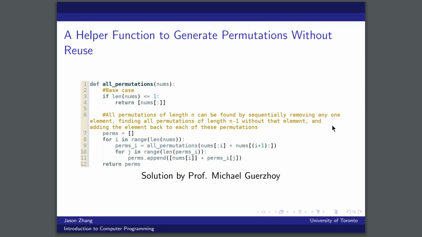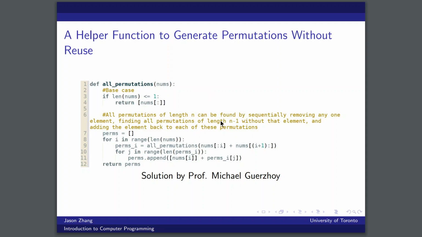So now we need a helper function that will generate permutations without reuse. And we need this for 2 things. We need this to generate the permutations of our numbers, because we can only use each number once. And we can also use this to generate the execution order, because each operation can only be performed once when evaluating the expression. So again, we do this recursively. The base case is if we only have one number in our list, then the only permutation is the number itself, obviously.